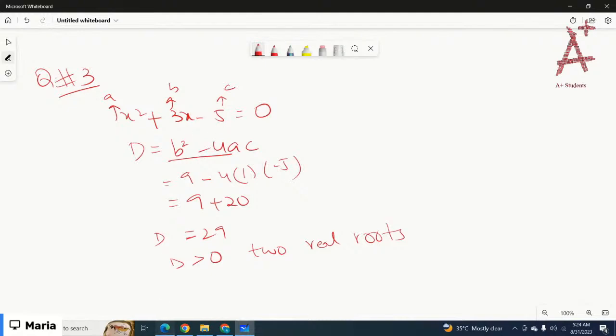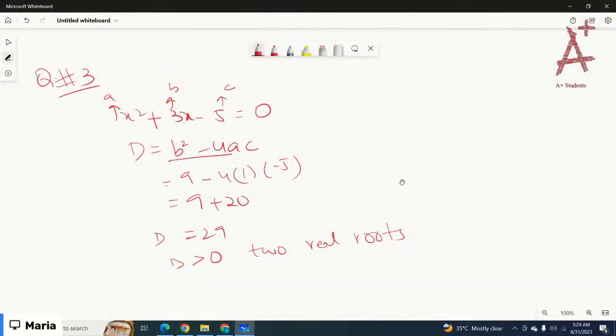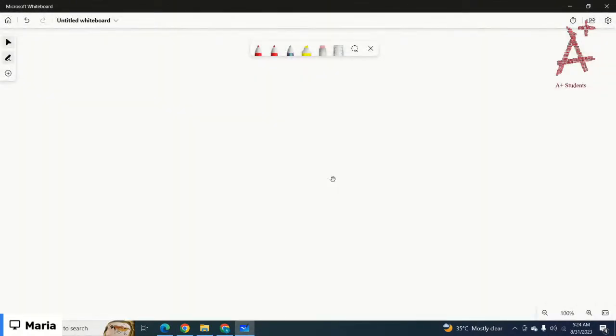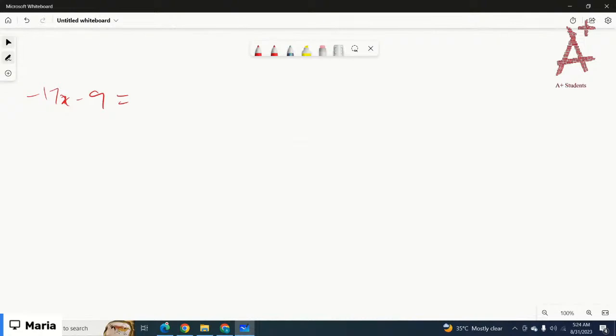Okay, let's just do another part. Negative 17x minus 9 equals 4x square minus 5x. Okay, let's just arrange the equation first, right? It would be 4x square minus 5x plus 17x plus 9 equals 0, right? You just moved all the things on the left hand side.